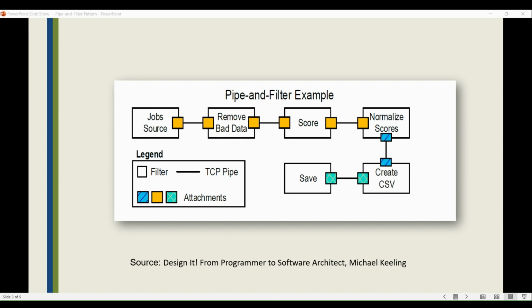Filters should be completely independent of one another and have no knowledge of upstream or downstream filters. That is to maintain the modularity of this architectural pattern. Your filters should not get affected by each other.